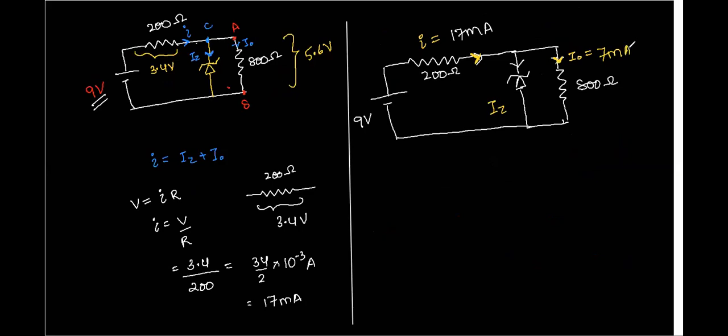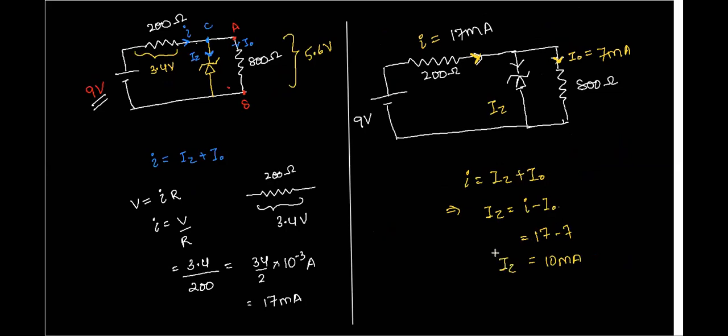Now see, it's so evident, so clear from the question that I is equal to IZ plus I naught, and therefore IZ is equal to I minus I naught, that is 17 minus 7 milliamperes. Correct? That gives me 10 milliamperes as the answer. Am I correct, class? Am I clear?